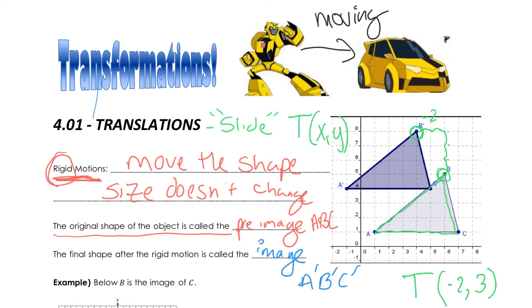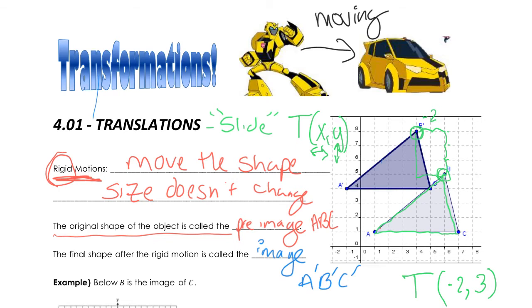A couple things to notice. If we're going left, it's negative, so right would be positive. Up is positive, so down is negative. It kind of just makes sense. So this is a translation: left 2, up 3.